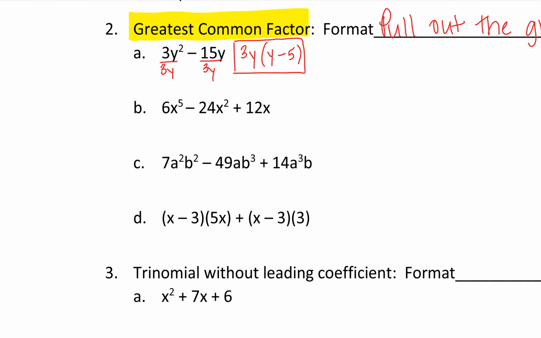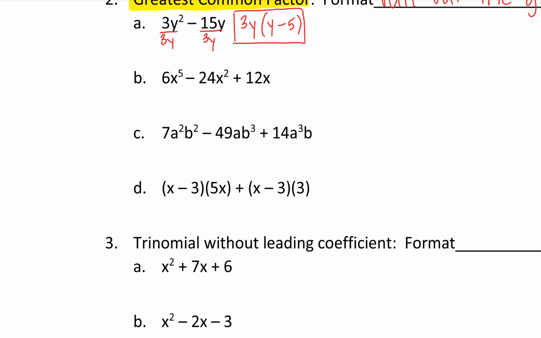All right, again, I'm looking for the max number and the max variable that I can take out of all of my expressions. So looking at 6, 24, and 12, I know that they all have a 6 in common. So I can pull a 6 out of all of them. Out of x to the 5th, x squared, and x, well, x is the smallest, so he is the only one that can be taken out.